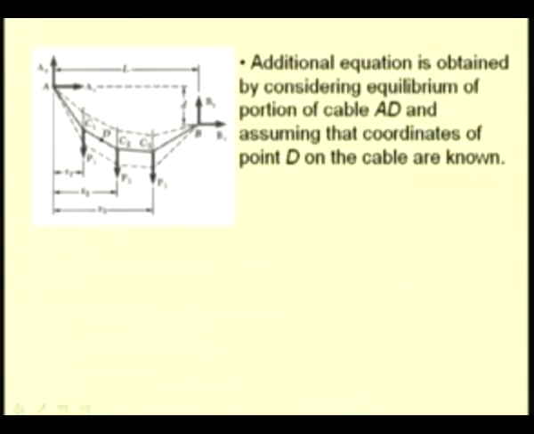Let us assume that we know the coordinate of this point D on the cable. It could be any point, either in this segment or in this segment. If we know this, let us draw the free body diagram of one portion of the cable, that is either AC1D or DC2C3B. Let us consider this portion AC1D and draw the corresponding free body diagram.